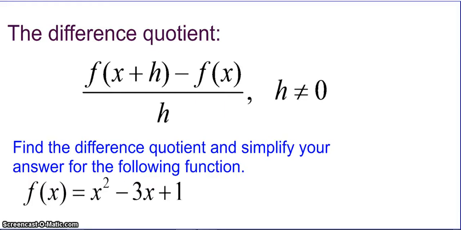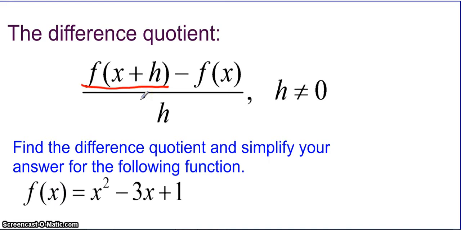So all we're doing is evaluating a function at f of x plus h, subtracting the function, and then dividing by h and simplifying. So we don't want to get confused by this f of x plus h. That's just saying evaluate at x plus h. Very similar to what we did 2 examples ago when we wanted to evaluate at h of x minus 1.